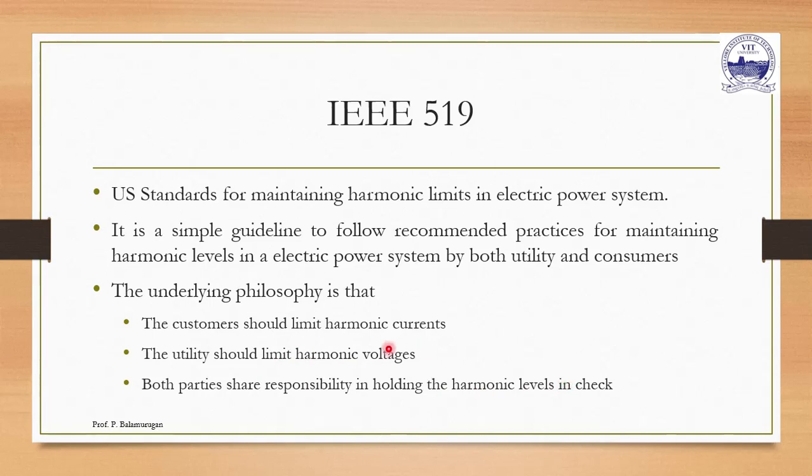Which means that as a utility, I should provide a voltage which is harmonic free, and you, as the customer, should draw current from the system which is sinusoidal, or if the current is non-sinusoidal, then you have to meet the harmonic current limits. You have to satisfy the harmonic current limits. In order to maintain better power quality, both the utility and the customer share the responsibility of maintaining the system harmonic levels.